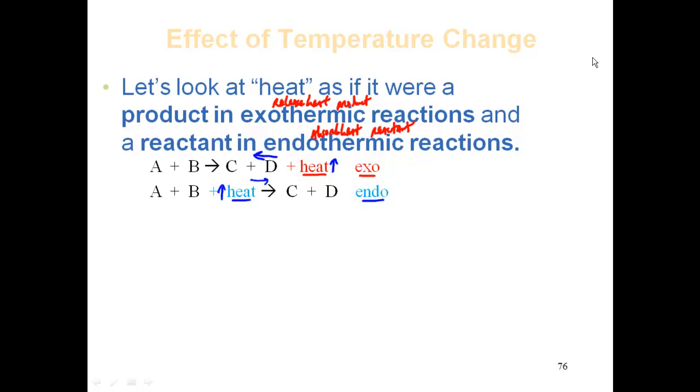I can do the same thing with removing heat. In the exothermic case, if I remove heat, that's like pulling off my product, so it's going to shift to the right to produce more heat. In the endothermic case, if I remove heat, it's like pulling off some of my reactants, so it's going to shift to the left to produce more heat to get the reaction back to equilibrium. So we use the same philosophy we did with adding and removing reactants and products, treating heat as a product for exothermic and heat as a reactant for endothermic.